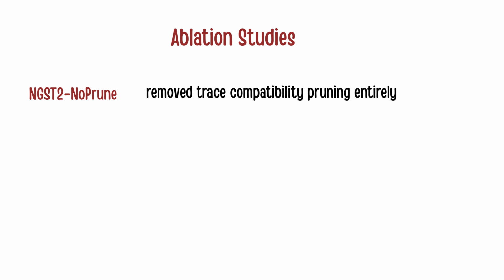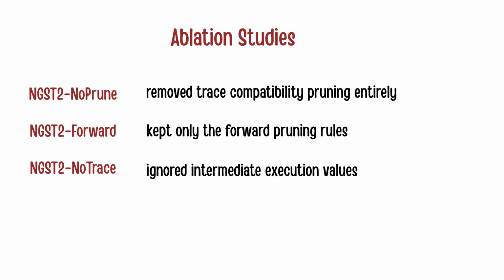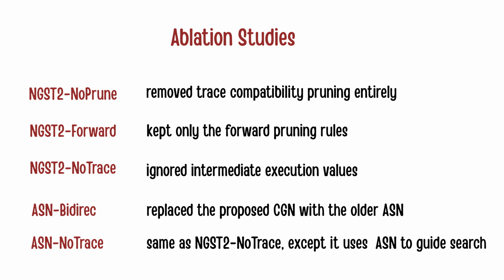The authors then investigated why NGST2 performs so well. They created several modified versions of the system by removing individual components. For example, one version removed trace compatibility pruning entirely. Another kept only the forward pruning rules but removed backward reasoning. Another ignored intermediate execution values. Others replaced the proposed cognate grammar network with the older abstract syntax network. The goal was to understand which ideas contributed the most to performance.